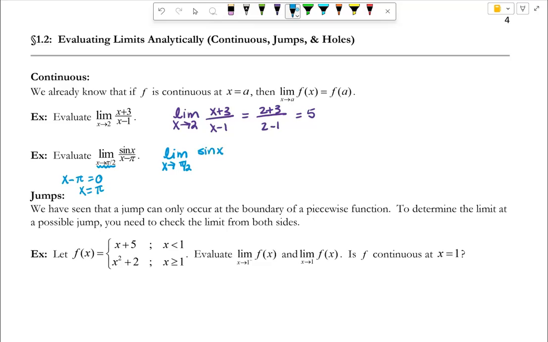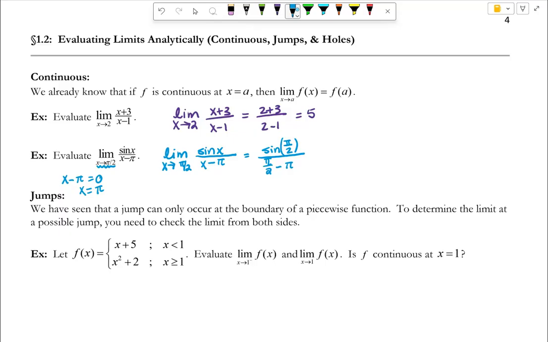I'm going to encourage you to practice the limit notation. AP is very picky about it when we grade free response questions, so you'll see me always practice it. All right, so we need the sine of pi over 2 divided by pi over 2 minus pi.